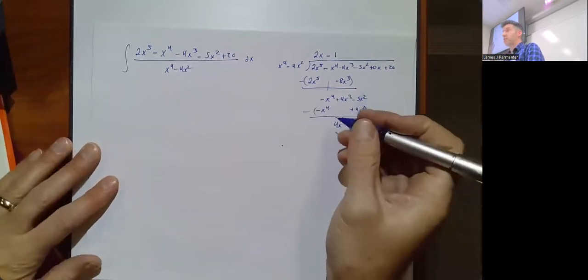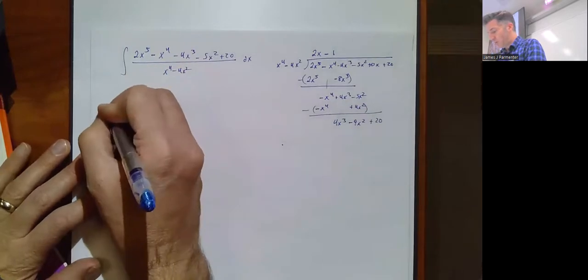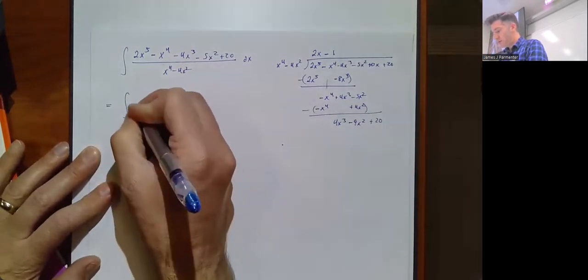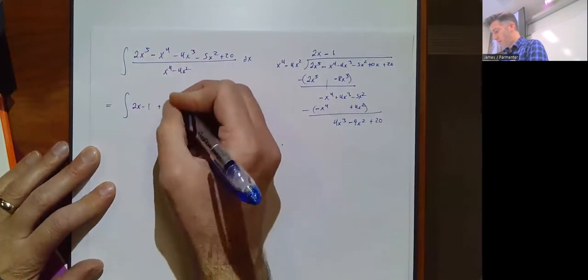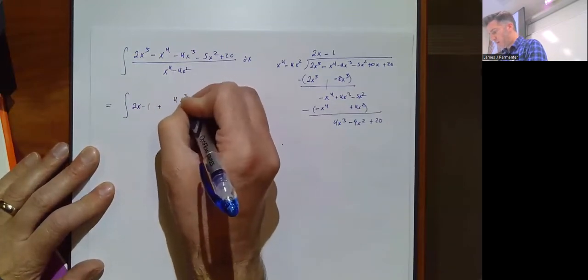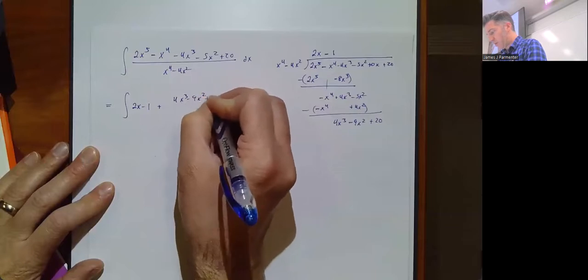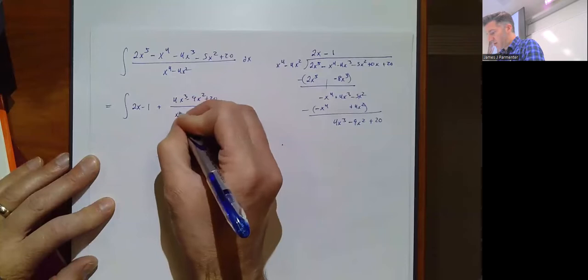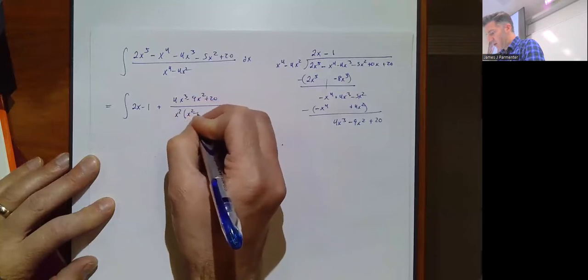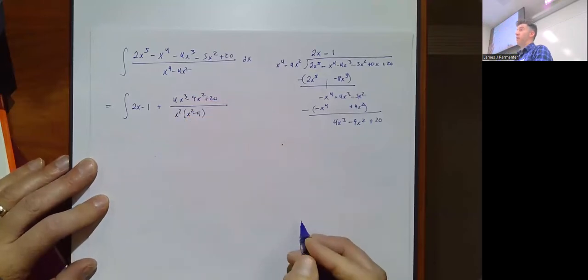Okay, so here's what we've got. The integral is equal to the integral of the quotient 2x minus 1 plus the god-awful looking remainder 4x cubed minus 9x squared plus 20, all divided by my divisor, which I will factor. It's x squared times x squared minus 4, which I guess I could factor further and should factor further.